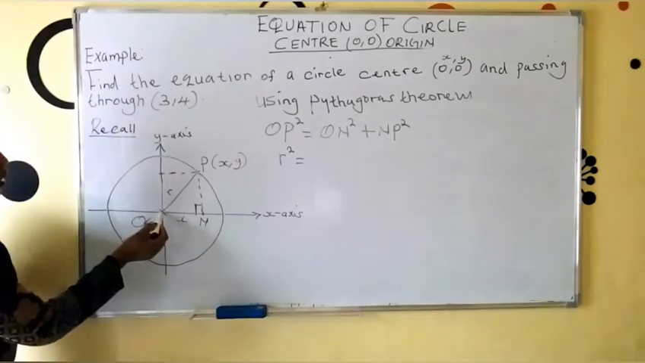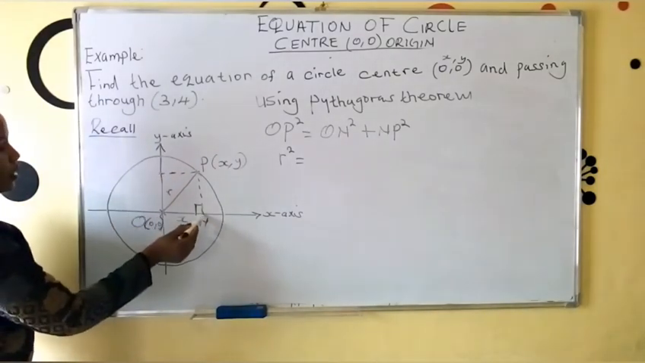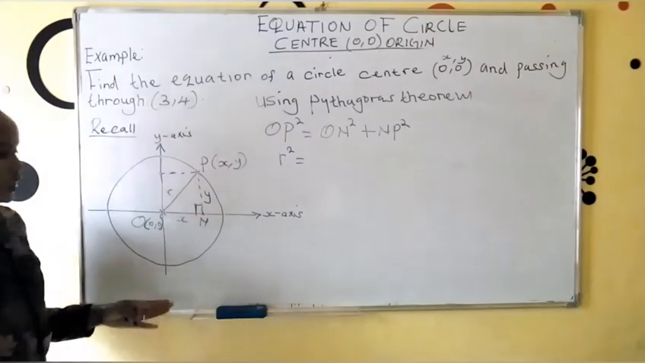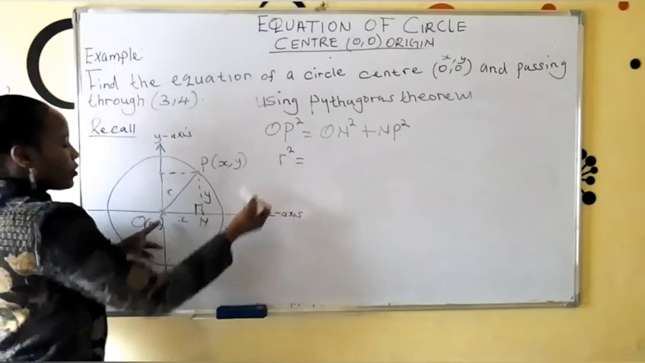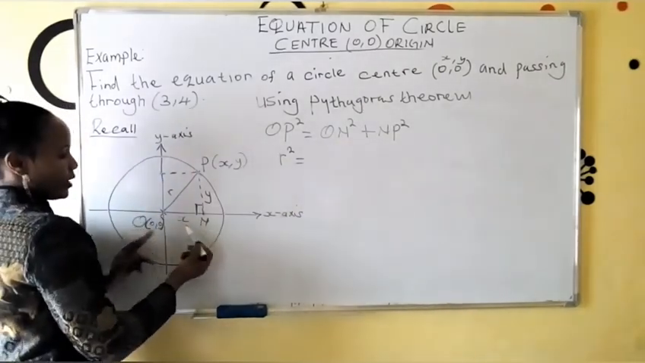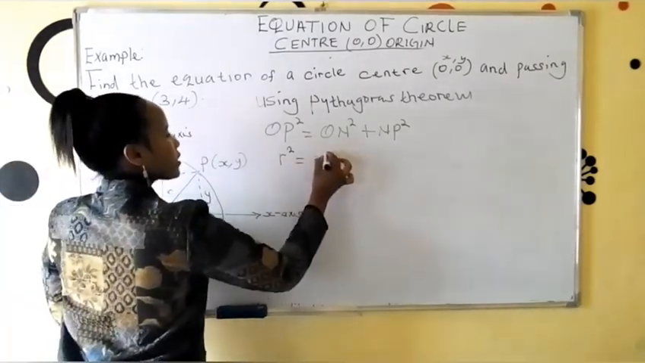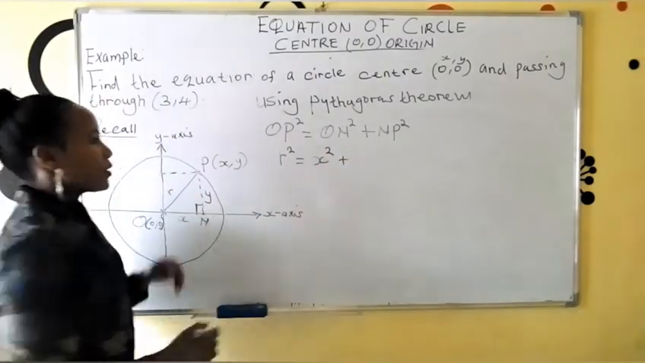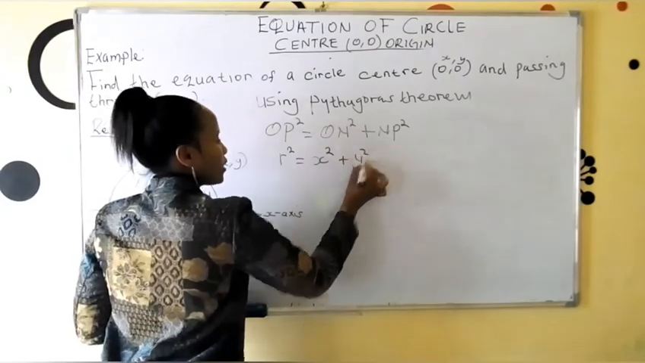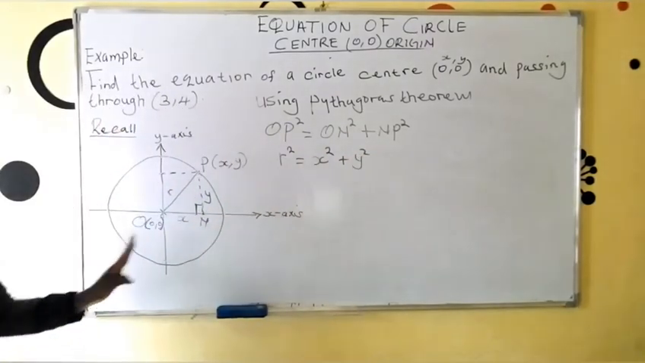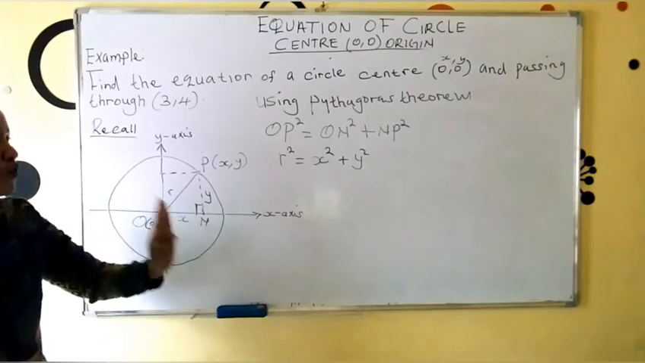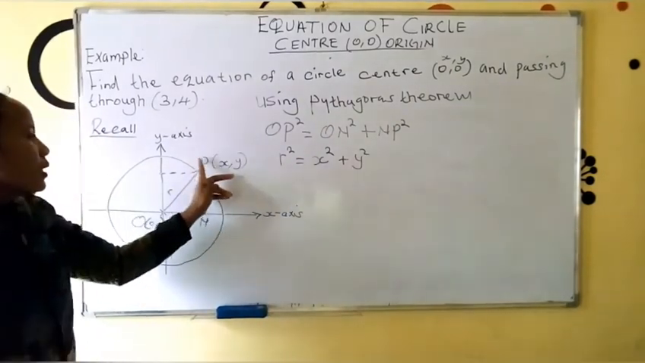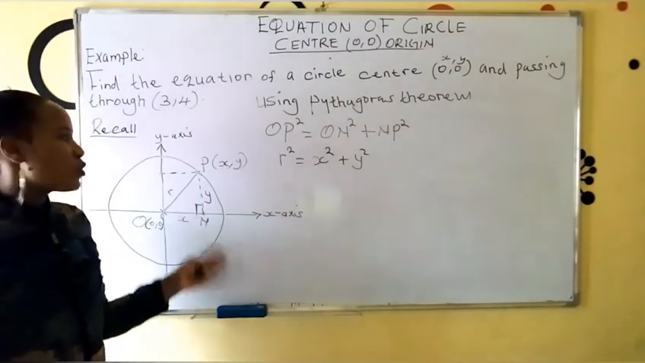And remember, from here to this point is equal to from N to P. So this side will be y units. So if this is R squared, then ON is the same as x squared. NP is y, so NP squared is y squared. So generally, that is the equation of any circle, center O, passing through any point x, y.